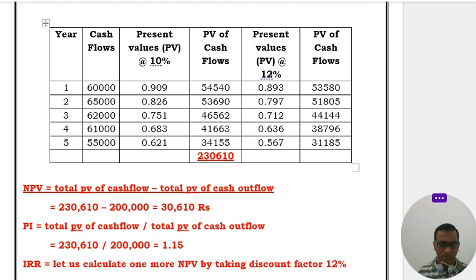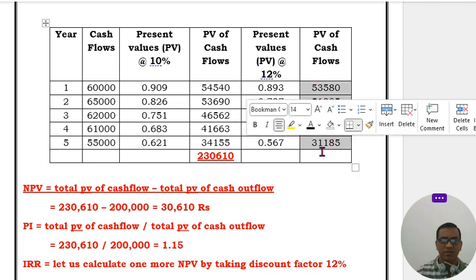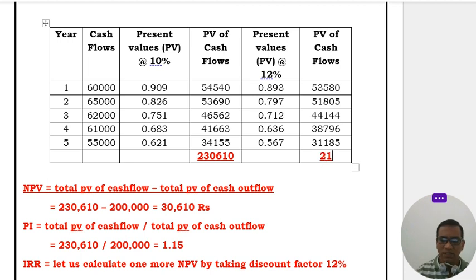53,580 plus 51,805 plus 44,144 plus 38,796 plus 31,185, that equals, I added these 5 values, my dear. These values total 219,510. This is the total PV of cash flows at 12% discount factor, 12% rate of return.